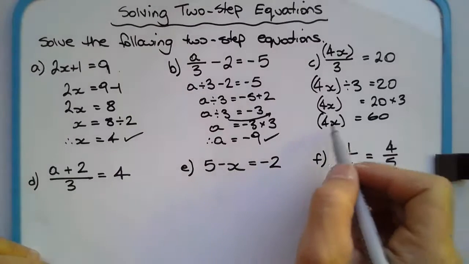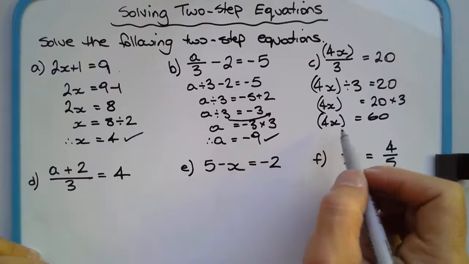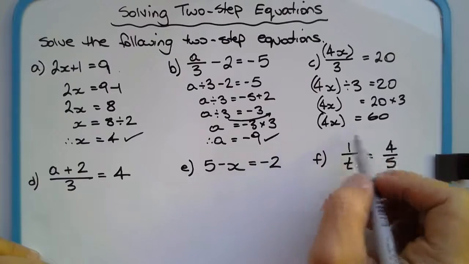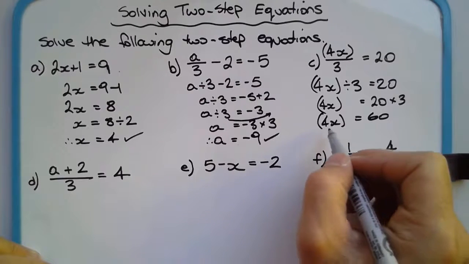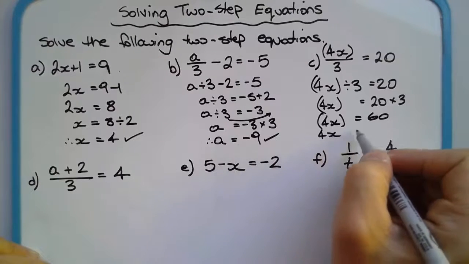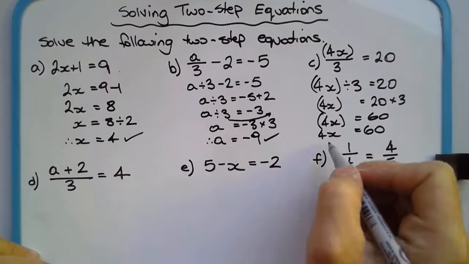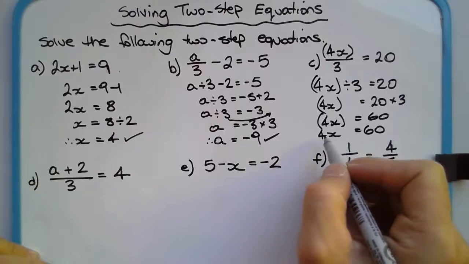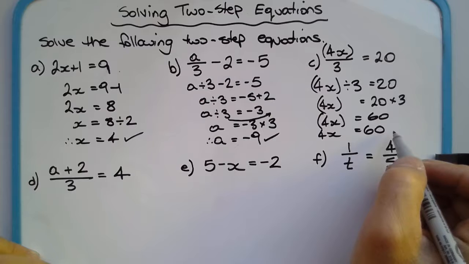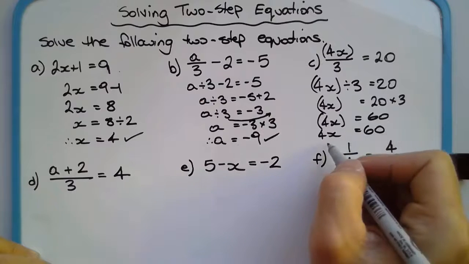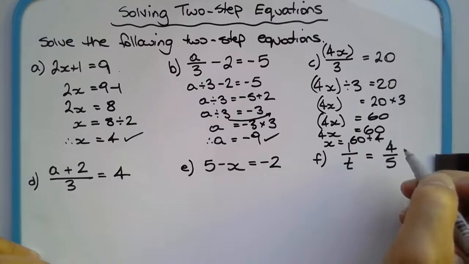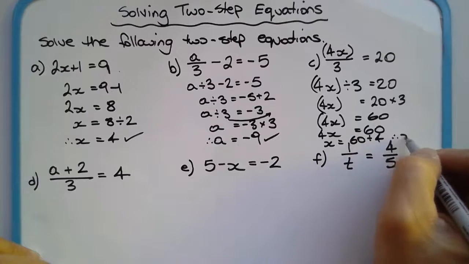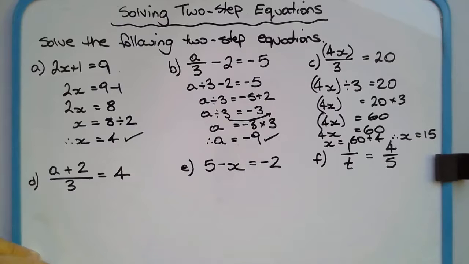Now the brackets don't do anything. They don't add any extra meaning in this line here. So I'm just going to write it without the brackets. We're going to divide everything by 4 now. So 4 times x equals 60. So x is equal to 60 divided by 4. And therefore x is equal to 15.